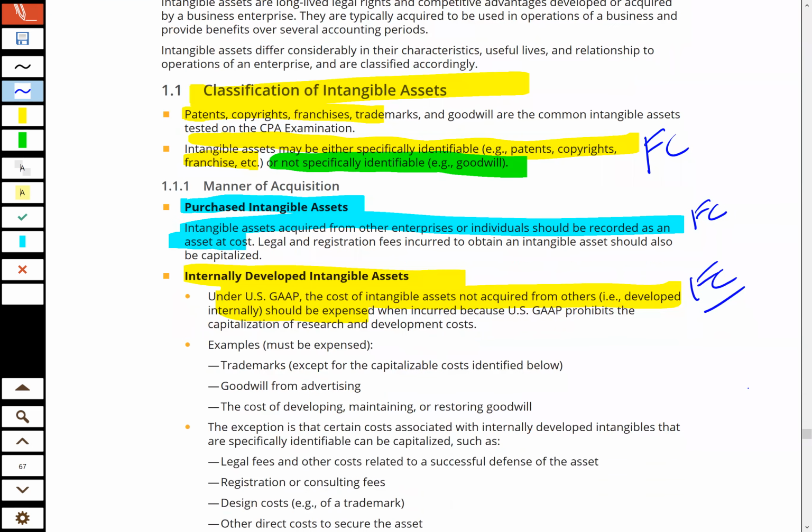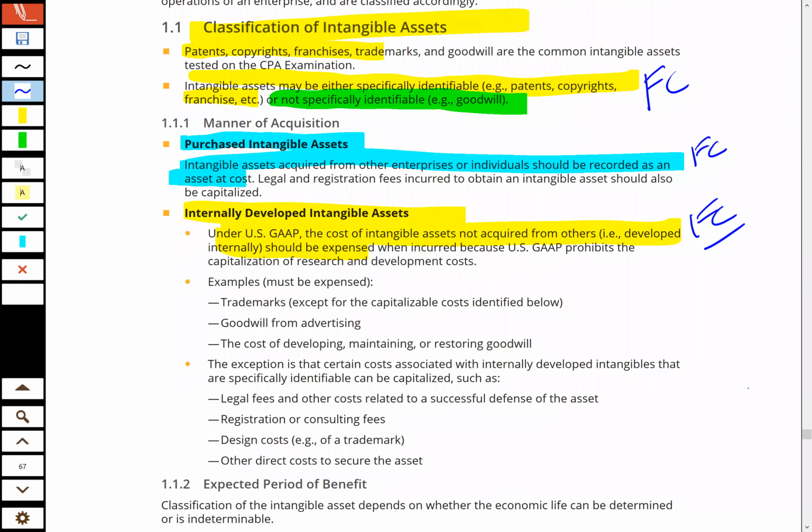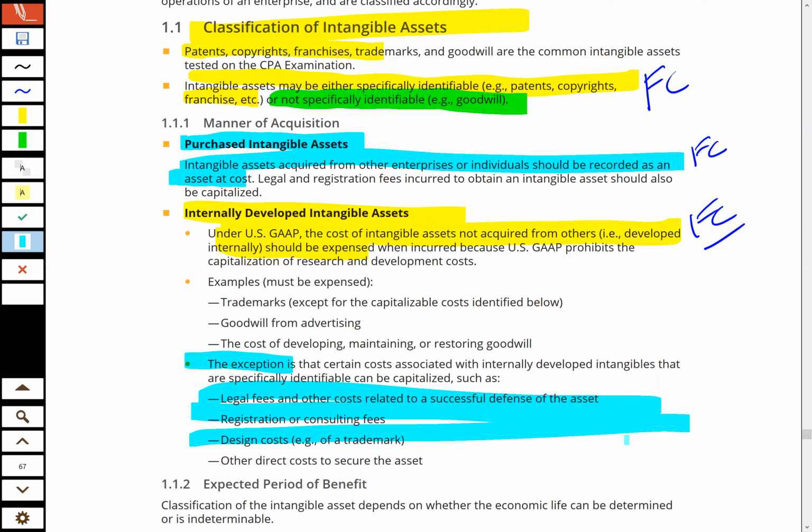Now, there are exceptions to that general rule. For example, legal fees to successfully defend the asset. If I acquired a patent and I get challenged as to my ownership of that patent and I have to go to court and I win, then I can capitalize those legal fees. However, if I lose, I expense the legal fees, and I'm going to write off that patent that I had purchased from somebody else. Other exceptions include registration or consulting fees, design costs such as a trademark, and any other direct costs to secure the asset.